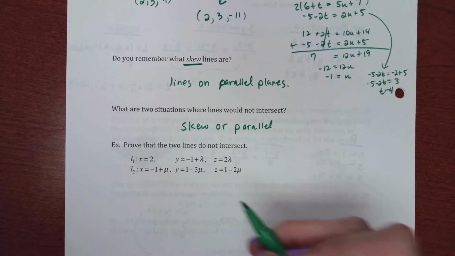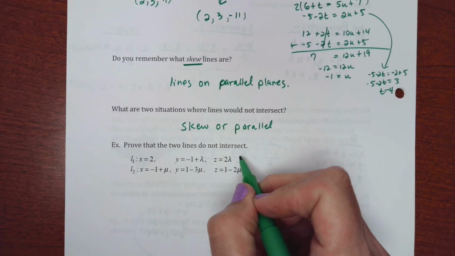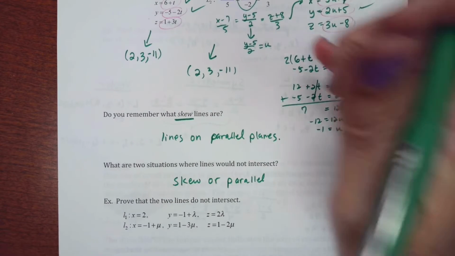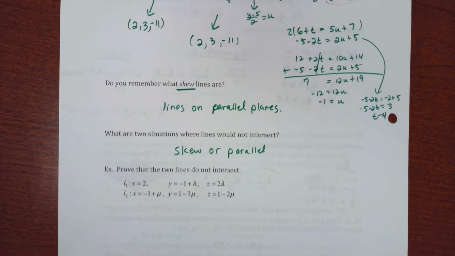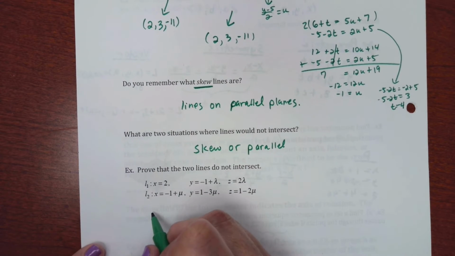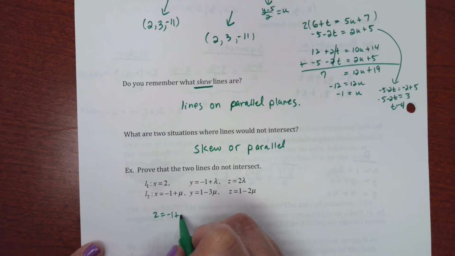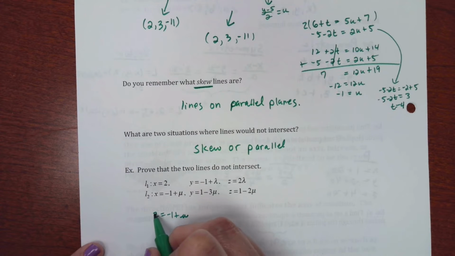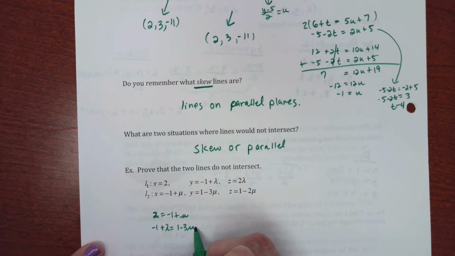So anyway, we're trying to show that these two things don't intersect. So basically this process that we did up here, we want it to fail. But we still start the same way. We set them equal to each other. So the x's have to equal each other. So 2 has to equal -1 plus mu. -1 plus lambda has to equal 1 minus 3 mu. And let's see, 2 lambda has to equal 1 minus 2 mu.